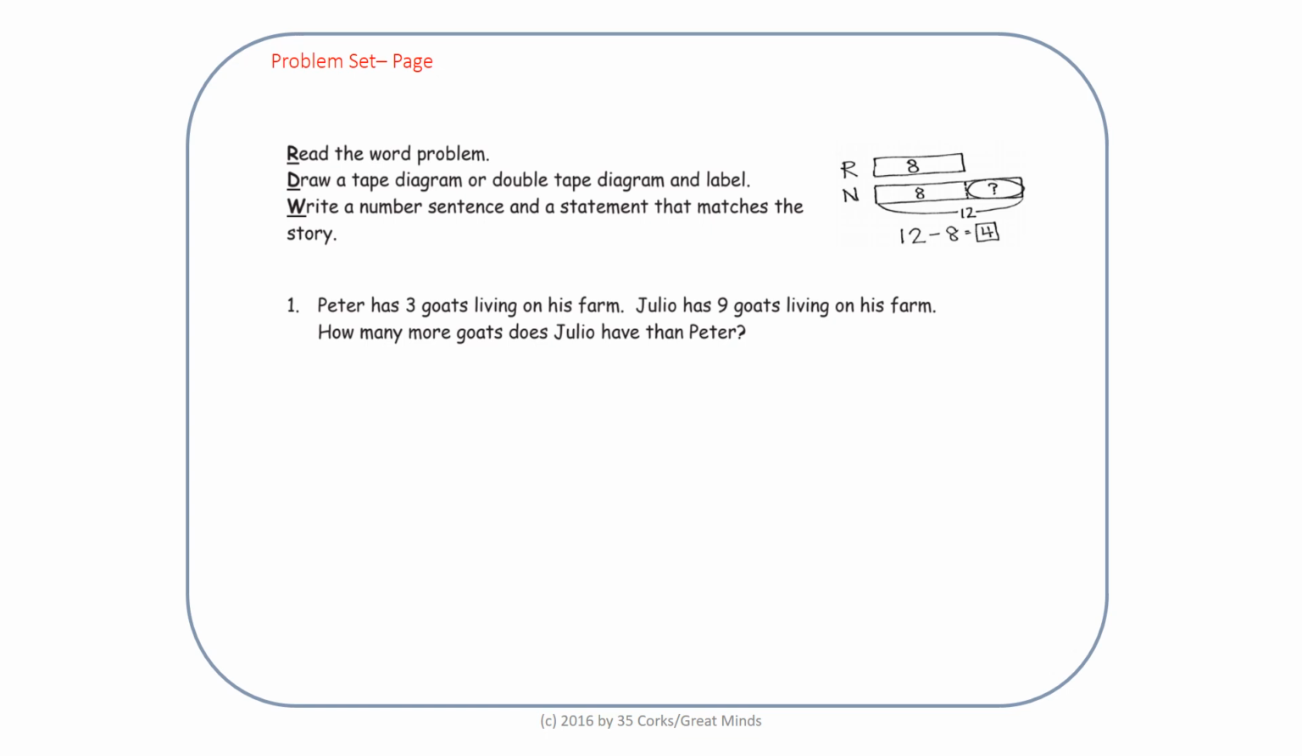I'm going to read it, and then I'm going to give you some time to do each problem. Number 1 says, Peter has 3 goats living on his farm. Julio has 9 goats living on his farm. How many more goats does Julio have than Peter? I'm giving you 2 minutes. If you need more time, you can always pause the video. Your timer has started.